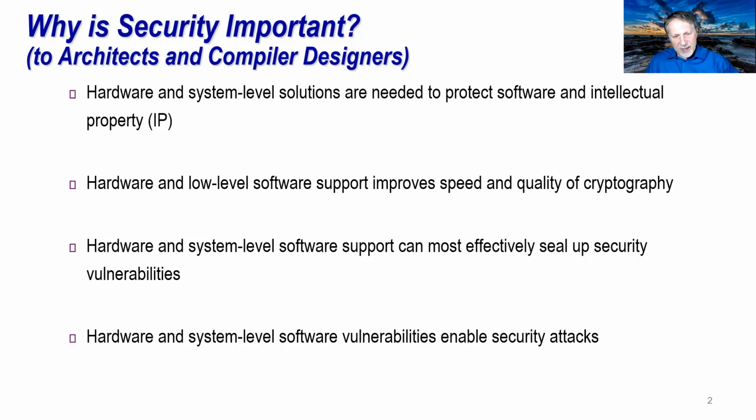Hardware and software at the system level can most effectively seal up security vulnerabilities. As we'll see in this short course today, there's a variety of vulnerabilities that a simple hardware fix can literally make go away. Rowhammer is a great example of one. And then finally, hardware designers that don't have a good understanding of security can create vulnerabilities that can be leveraged by clever attackers. In particular, as we'll look at today, side channels is one area where naive hardware designers that don't have good experience with security can run into a lot of problems, because they're creating these side channels.